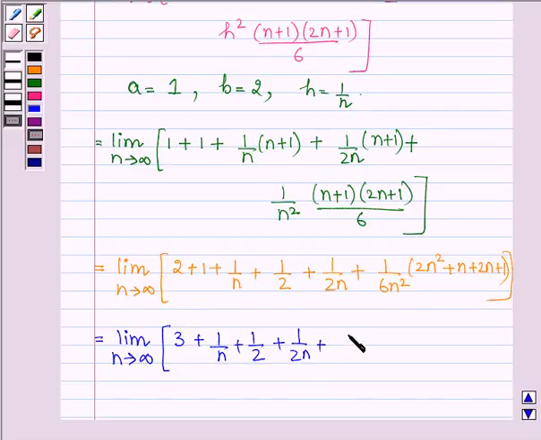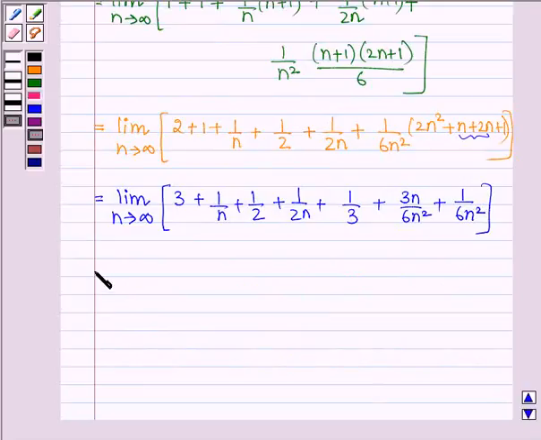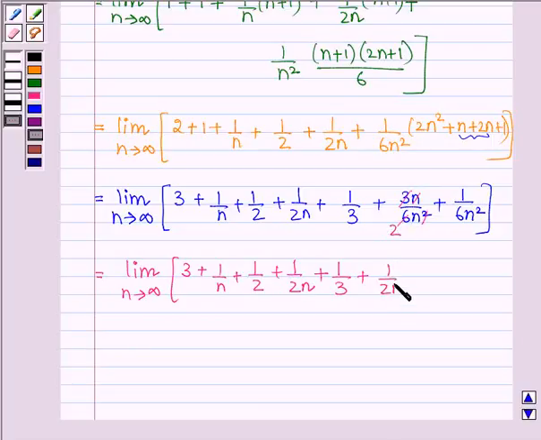Now simplifying this, first we get 1 upon 3, n plus 2n is 3n, and 3n upon 6n square is, let us write it like that, and here we have 1 upon 6n square. This is further equal to limit as n approaches infinity, 3 plus 1 by n plus 1 by 2 plus 1 upon 2n plus 1 upon 3 plus n cancels out with n, 3 2s are 6, so we have 1 upon 2n plus 1 upon 6n square.